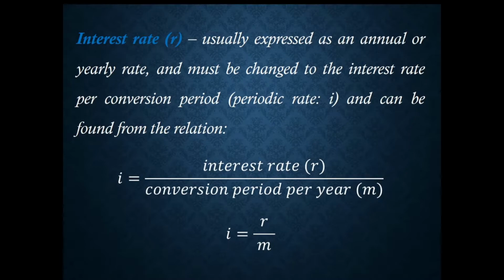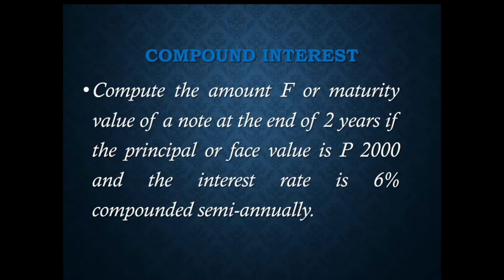So I now, or the rate of interest depending upon the conversion period per year, would be solved by dividing the given interest rate by the total number of conversion periods, M. So you could find I by dividing the interest rate R by M. Let's have an example of that. Compute the amount F or maturity value of a note at the end of 2 years if the principal or face value is 2,000 pesos and the interest rate is 6% compounded annually.